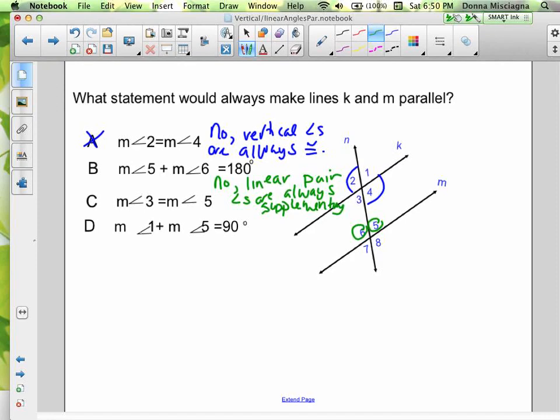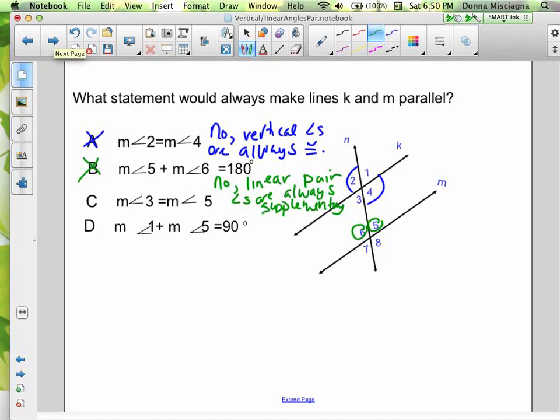And the same thing with our linear pair angles. They're only formed by line M, not line K. Right? So if they're only formed by one of the angles, they're not going to be enough to be able to prove your lines parallel. Now that's not really a justification, right? The fact that vertical angles are always congruent, linear pair angles are always supplementary, that's our justification. But that's just a way you could think about it.